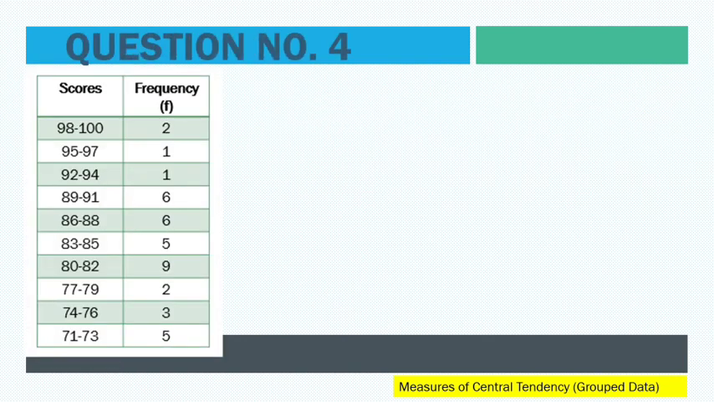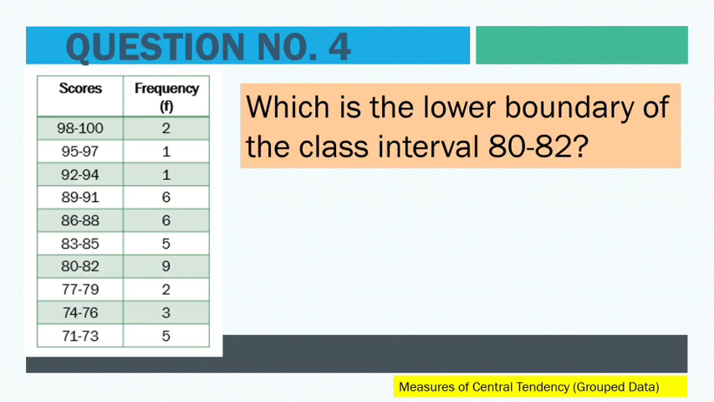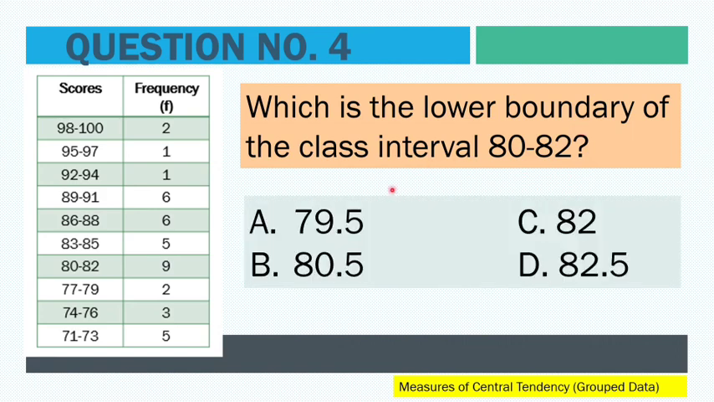Question number 4. Which is the lower boundary of the class interval 80 to 82? So using this data, 80 to 82 is the class interval that we are referring to, and you have to get the lower boundary. Is it A, 79.5, B, 80.5, C, 82, or D, 82.5?